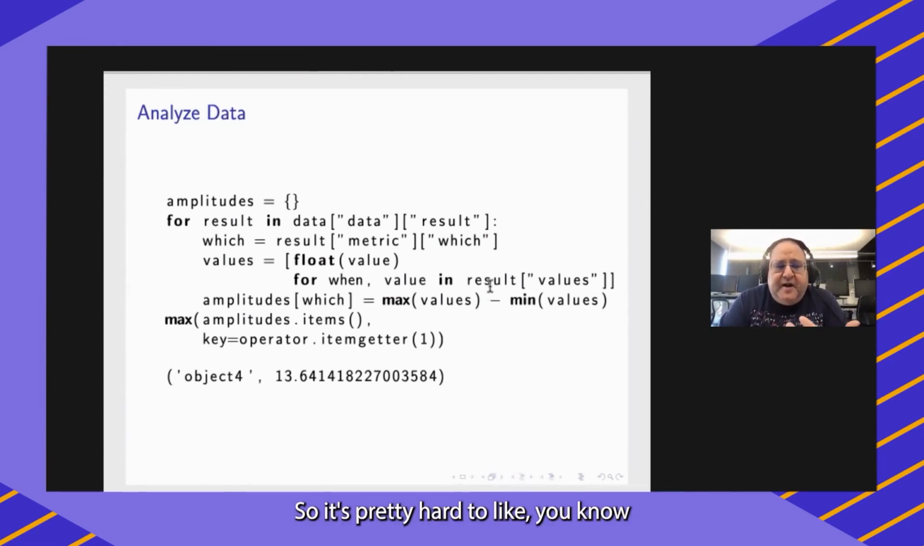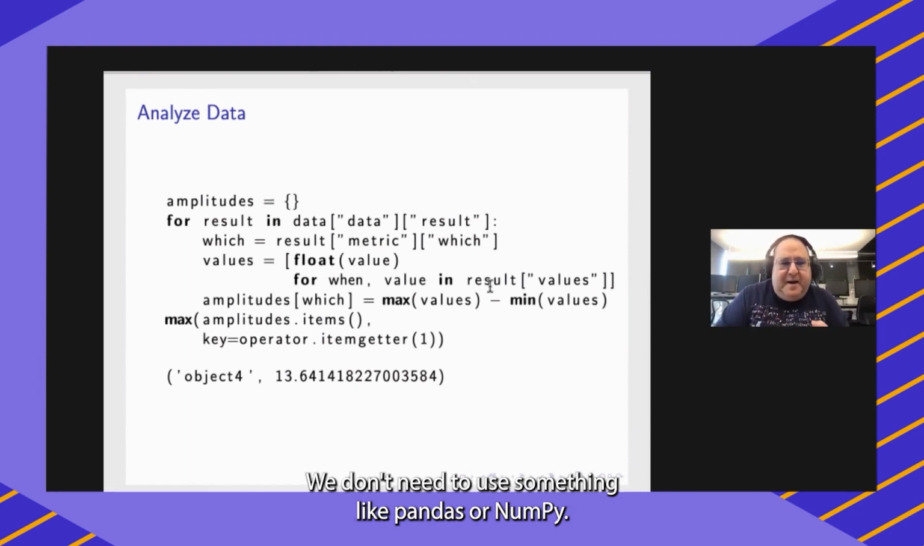It's pretty hard to write a query that will figure out the amplitude per server. But it's very easy to write a little bit of code that scans that stuff. And it doesn't matter how slow the code is. Again, this is Python, definitely not the fastest language, but it only needs to query 40 numbers. We don't need to use something like pandas or NumPy.